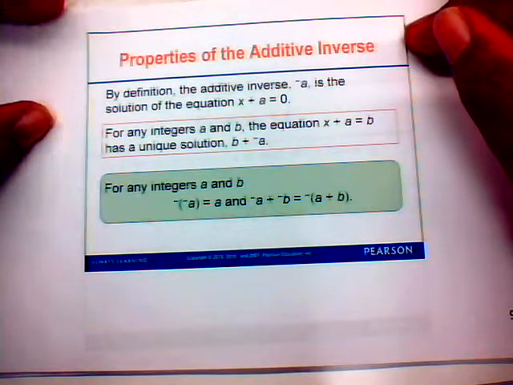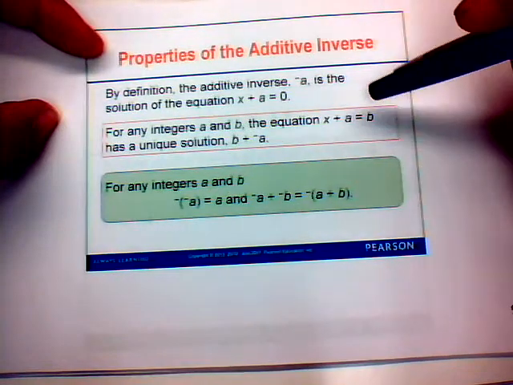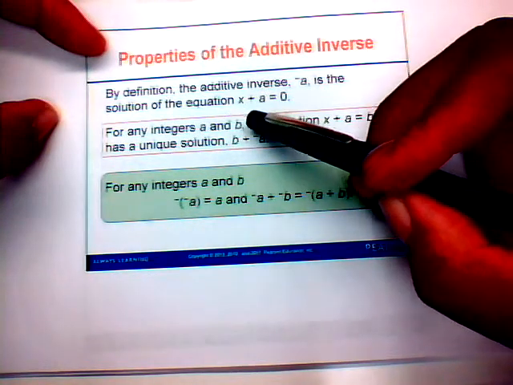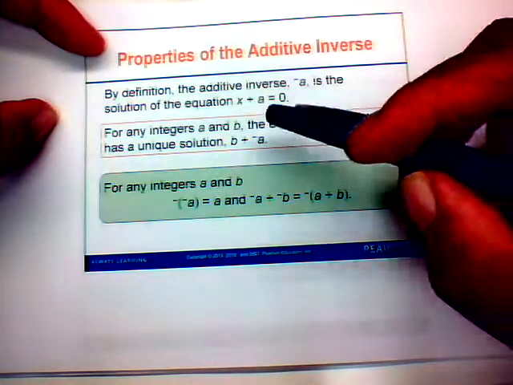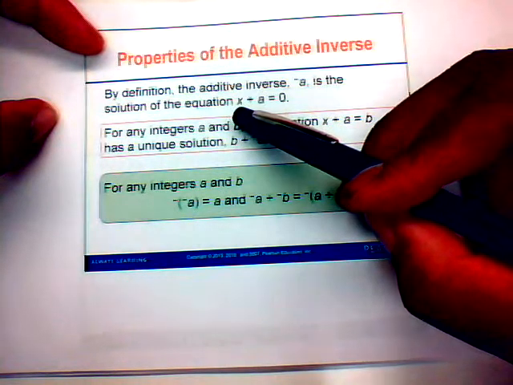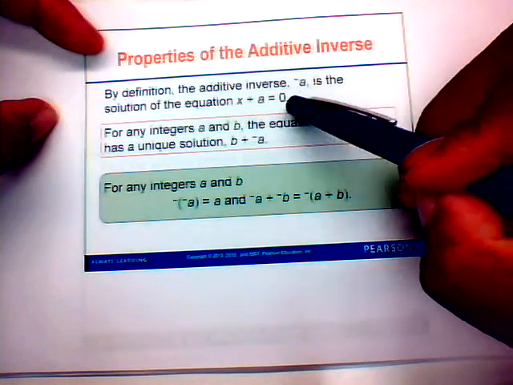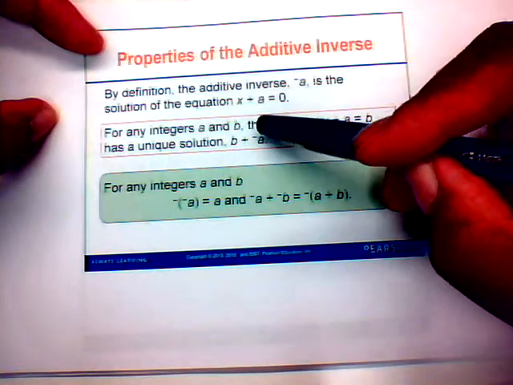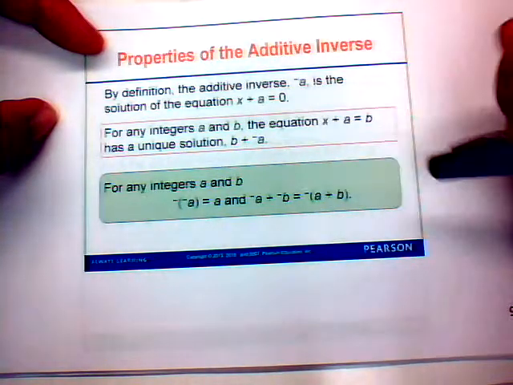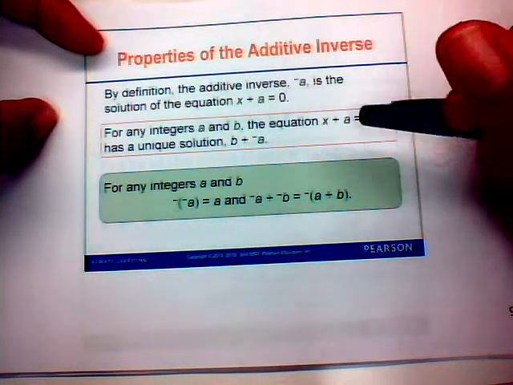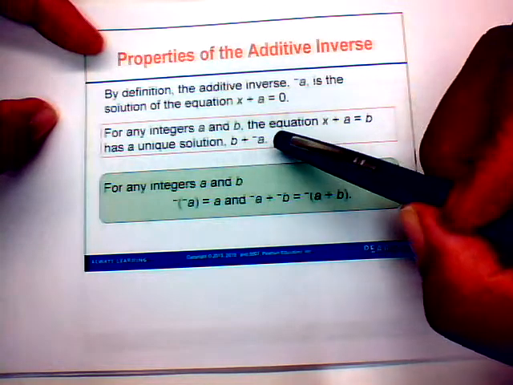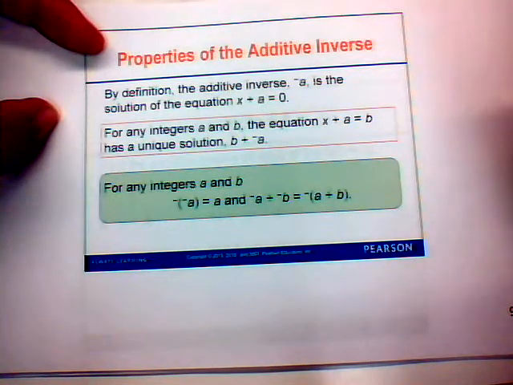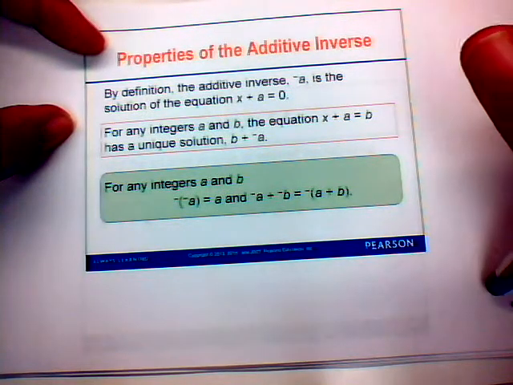And here are some properties of the additive inverse, by the way. By definition, the additive inverse, which is negative a, is the solution of the equation x plus a is equal to 0. When we solve equations, to find out what x is, you're adding the additive inverse on both sides of the equation. So with x plus a, to get the x by itself, you have to add the opposite of a, which is negative a. For any integers a and b, the equation x plus a equal to b has a unique solution, b plus negative a.